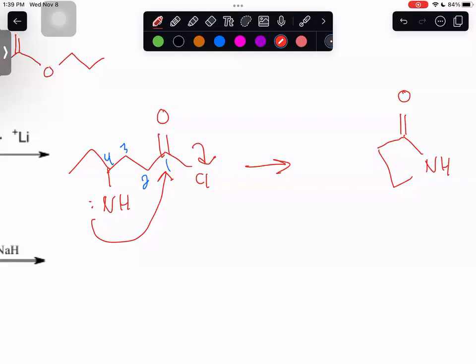You're missing one carbon there. And then where's the ethyl hanging from? There you go. Great job. That's it. I'm walking through it again.